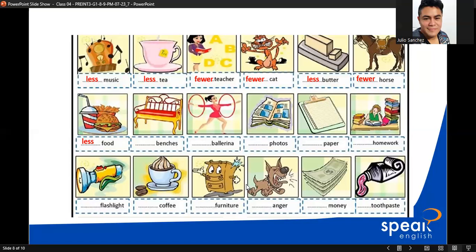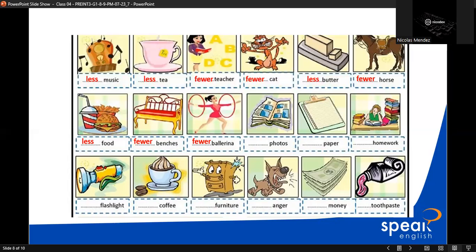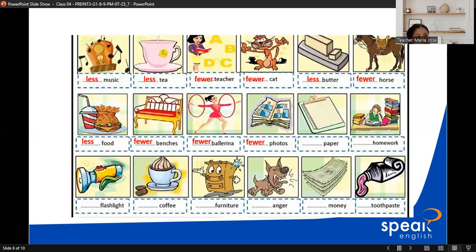Next one, Julio. Fewer. Excellent. Benches is fewer. Valerina, cat. Fewer. Excellent. Photos, Nicolas. Fewer. Perfect. Paper, Letty. Fewer. Homework, Albino. Fewer. Are you sure? Or less? Okay, less. Yes, you cannot count homework. You can count the activities, but not homework.